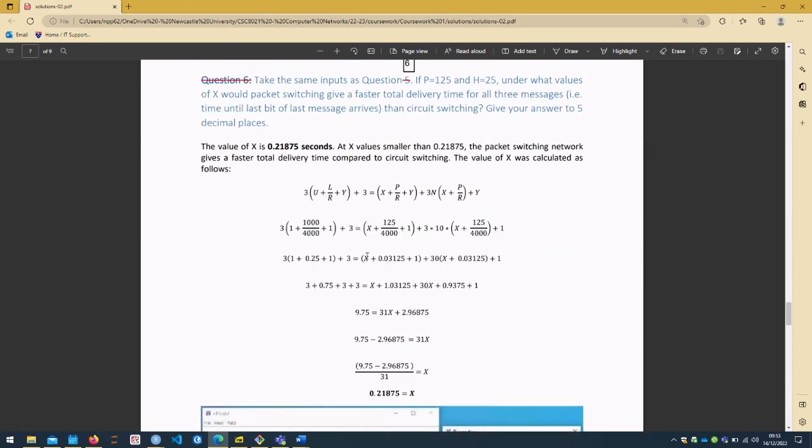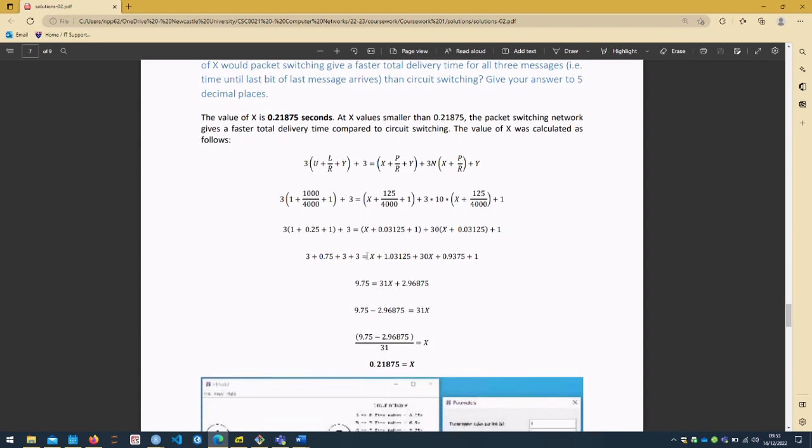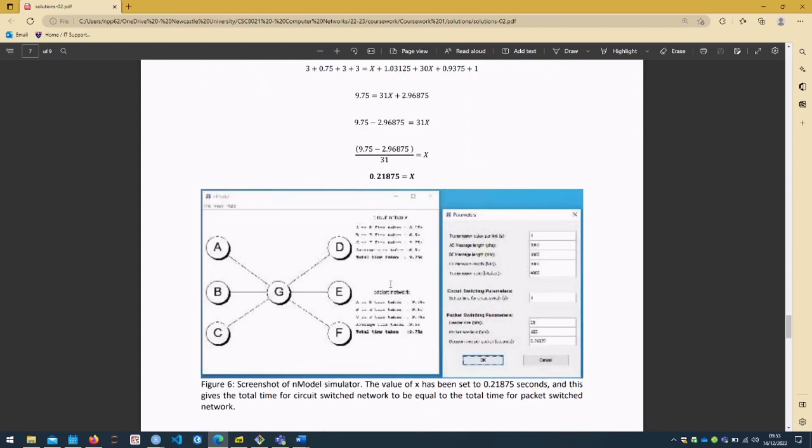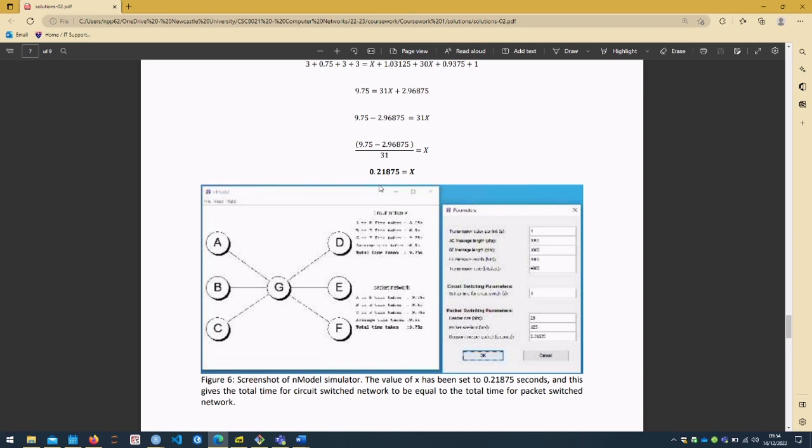Okay, so question 7. Under what values? Yeah, again, you end up with an equation to solve. You have the 2 ways of calculating the total transmission time for each of the networks, and it's just plug those in and you solve for x, and you'll get x that's about, and this should be an equality, I suppose.